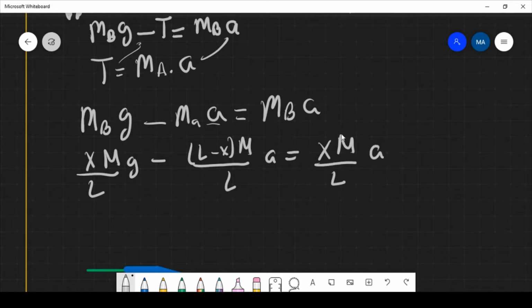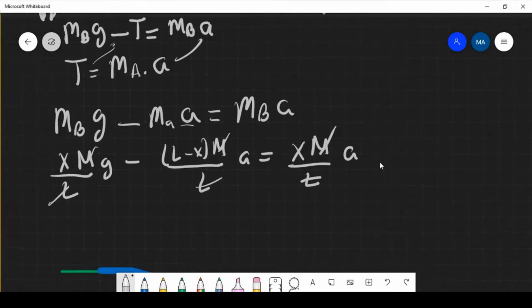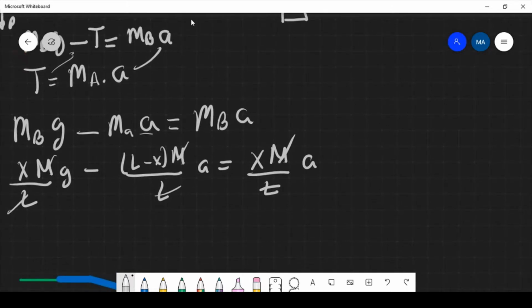Now notice this mass of the rope over here, we have it everywhere and it will cut. This L, we will cut it, okay? So what do we end up getting? X multiplied by G minus L minus X multiplied by A equals XA, okay?